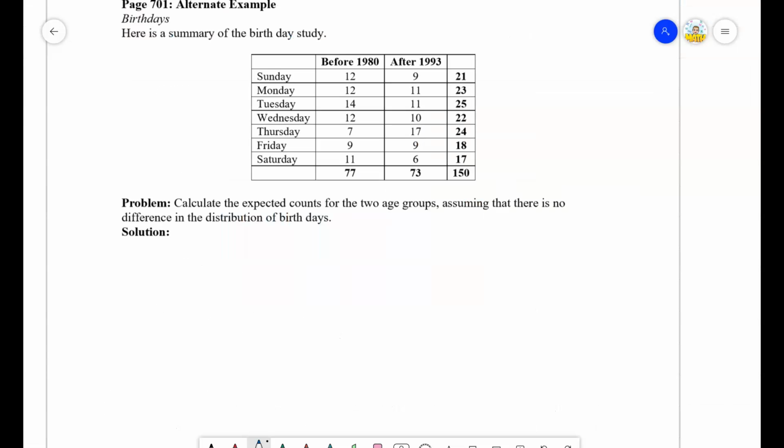So the first thing I want to think about when I'm thinking about any kind of chi-squared statistic is this situation where we have observed counts minus expected counts, and we square that and divide by the expected.